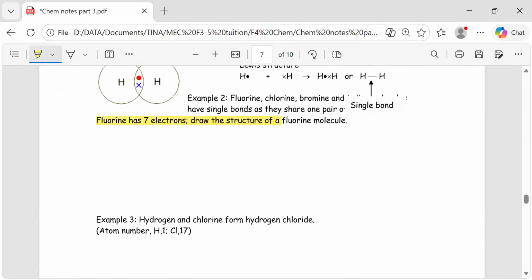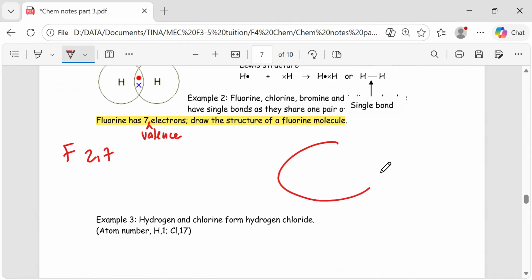fluorine has seven electrons, seven valence electrons. So fluorine is 2, 7, right? How do you think a molecule of fluorine will look like? How many bonds will it have? One bond. Very good.